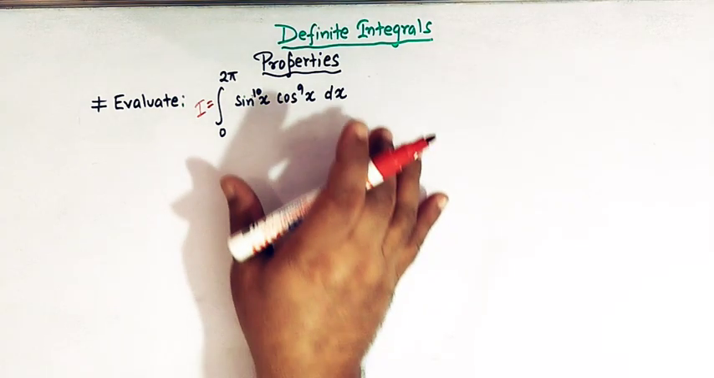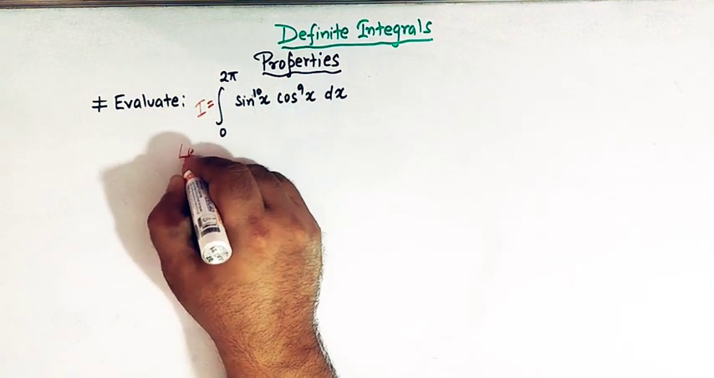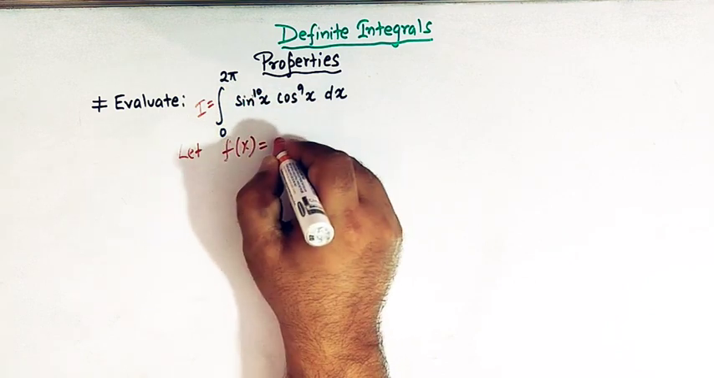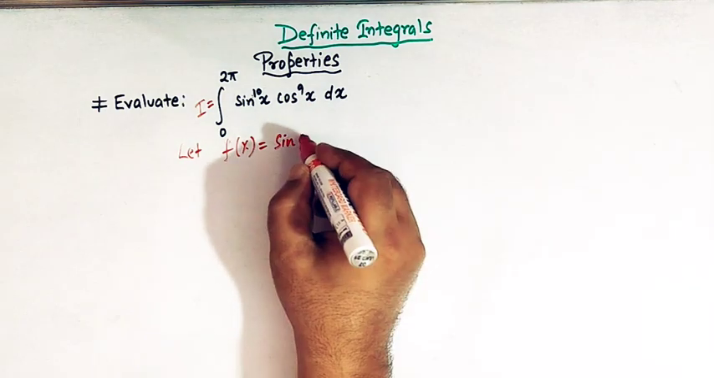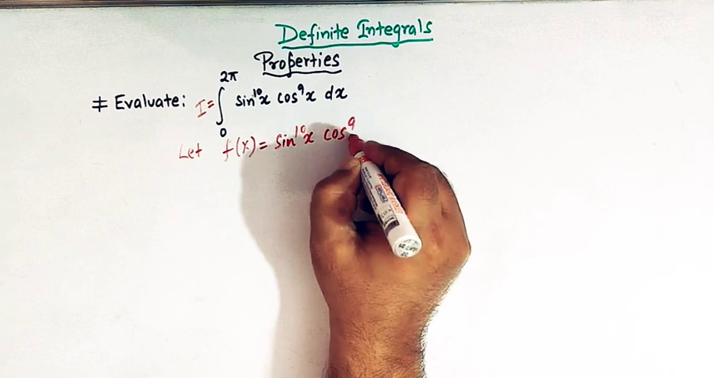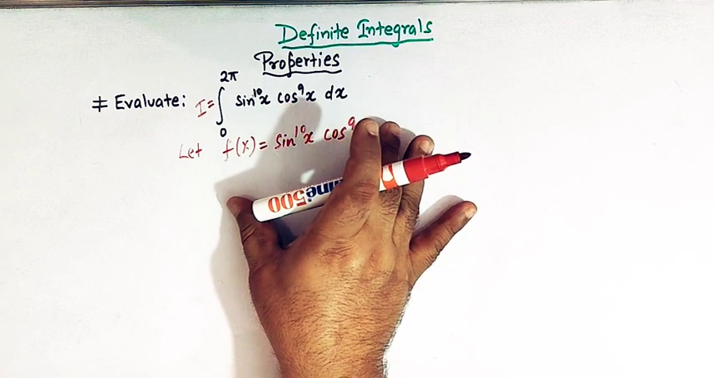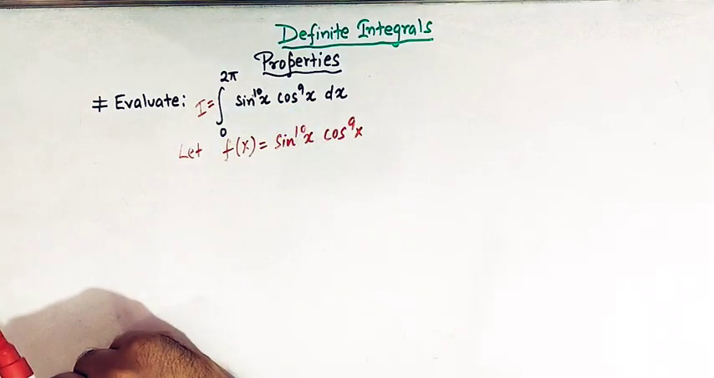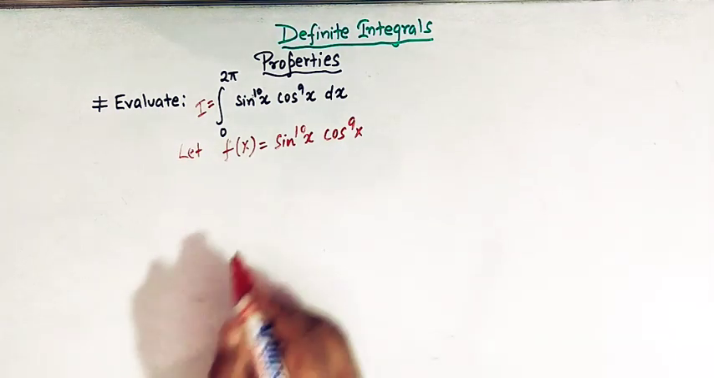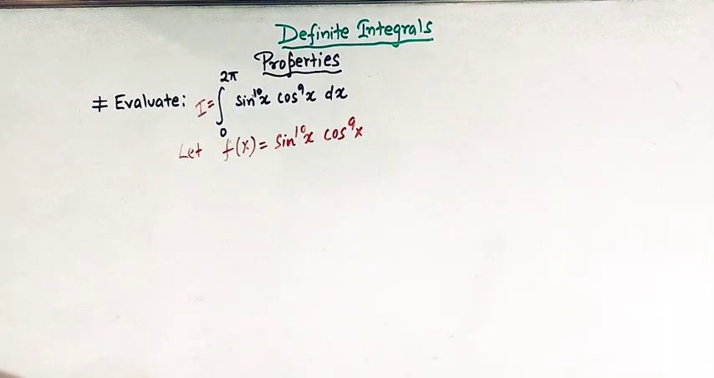Now to evaluate this integral, let us take this integrand as f of x. So we have f of x as sine raised to 10x, and here we have cos raised to 9x. We'll try to apply some important properties of definite integrals to find the value of I. Now see, here we have the limits from 0 to 2 pi.